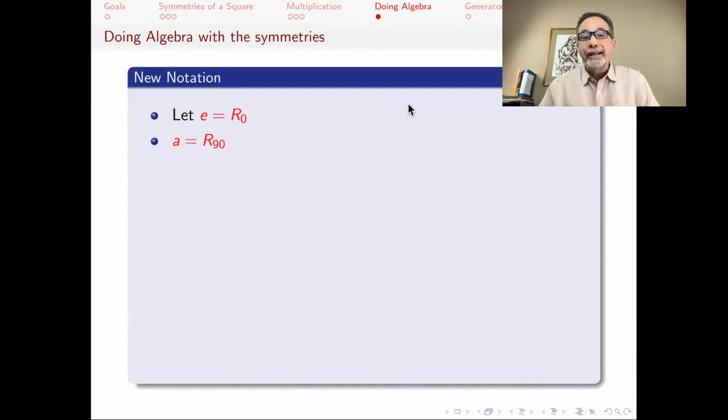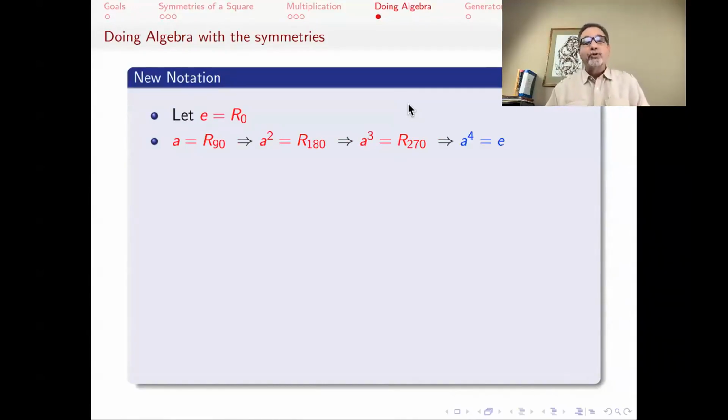But what should I call R180? Well, maybe I could give it a new name, but I don't have to, because R180 is R90, R90. That's A, and that's A squared. So if R90 is A, then R180 is just A squared, and R270 will be A cubed. Now, what about A to the fourth? Well, if you do one more R90, then you're back to having done nothing. And so A to the fourth is the same as E. And this is one place where high school algebra is different than algebra with the symmetries of the square, because for the symmetries of the square, A to the fourth isn't just A to the fourth, but it's another name for E. And A to the fifth, for example, will be the same as A. A to the sixth will be A squared, and so on.